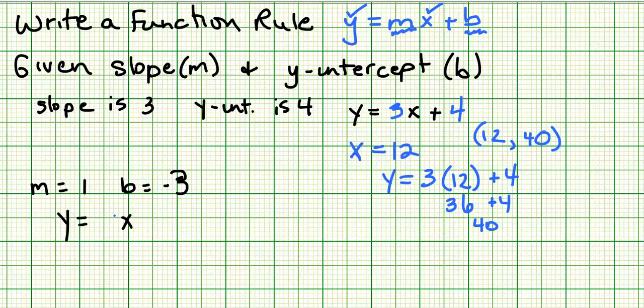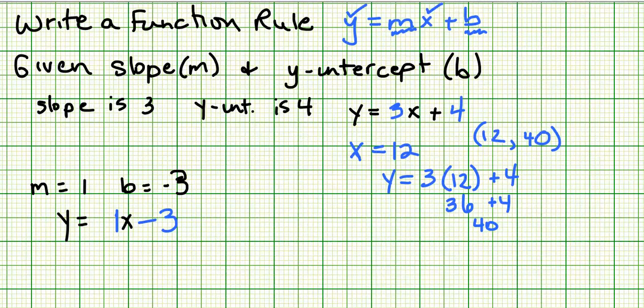It tells me my slope is 1, my m is 1. M always goes in front of x, and b always goes at the end. Now, because it says plus, that doesn't mean it always has to be addition. Because b is negative, I can just write this rule as y equals x minus 3. And again, then I can find any point that I want to on this line.